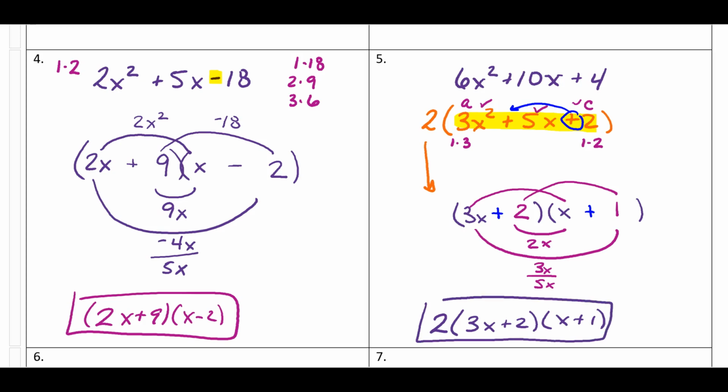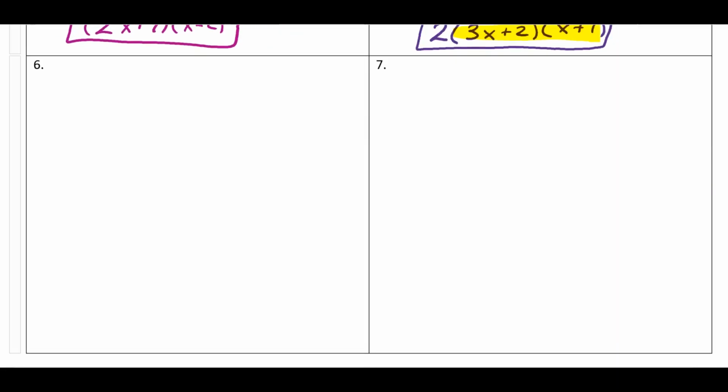So this would be the factored form of 6x squared plus 10x plus 4. And if you were to re-multiply it out, if I were to multiply these two, 3x plus 2 and x plus 1, I would get 3x squared plus 5x plus 2, which you saw. And then if I re-multiplied it by 2, I should get 6x squared plus 10x plus 4. Okay? So I want you all to try number 6.